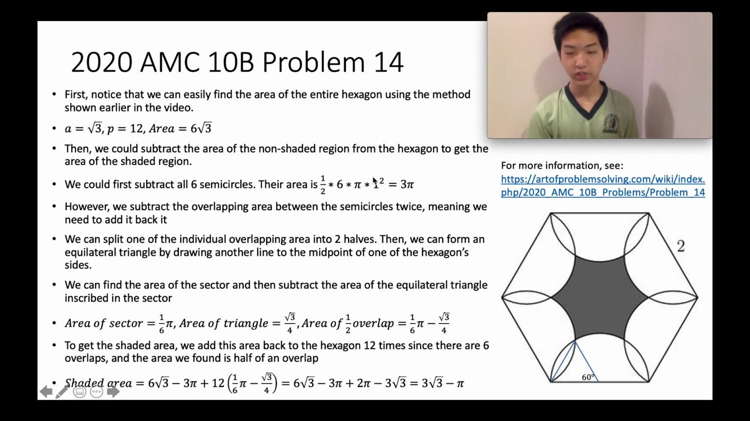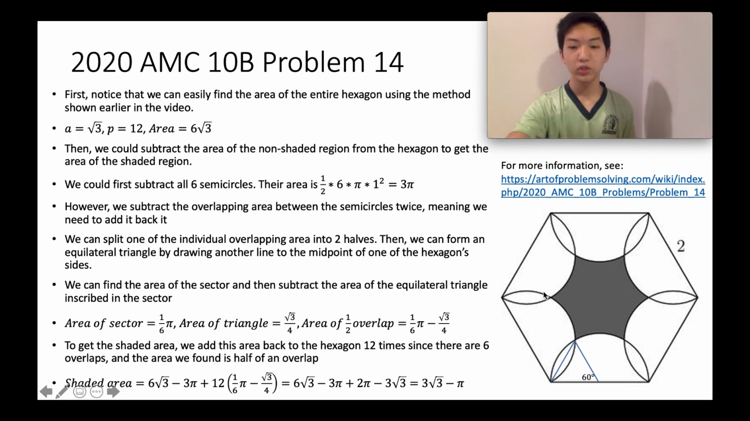Well, at first the easiest way to do this seems like subtracting all of the semicircles. So we'll try that. The area of each semicircle is 1/2 the area of a normal circle, and the radius is 1 because, remember, this is the diameter, which is double the radius. So the radius is 1. So pi r squared, the area of a circle with radius 1 would be pi. The area of a semicircle, however, would be 1/2 pi. And we have 6 semicircles, so we have to subtract 3 pi.